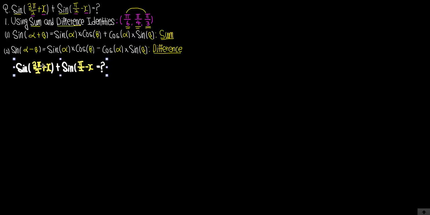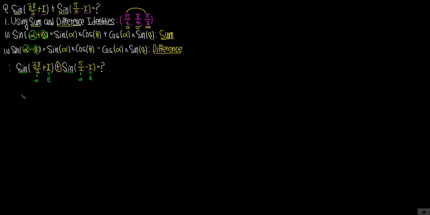The question we're dealing with right now is: what is the sine of 3 pi over 2 plus x plus the sine of pi over 2 minus x? The reason we can apply the sum and difference identities is because there are two sines. Think of the 3 pi over 2 radian as the alpha that we talked about right here, and think of the x as the beta. And also here, think of the pi over 2 radian as the alpha in this difference identity for sine, and think of the x as the beta. But we have to know that this alpha and this alpha are different values.